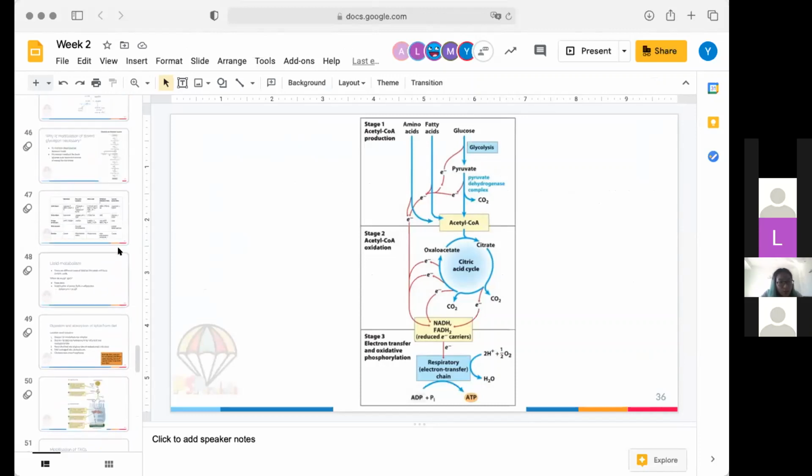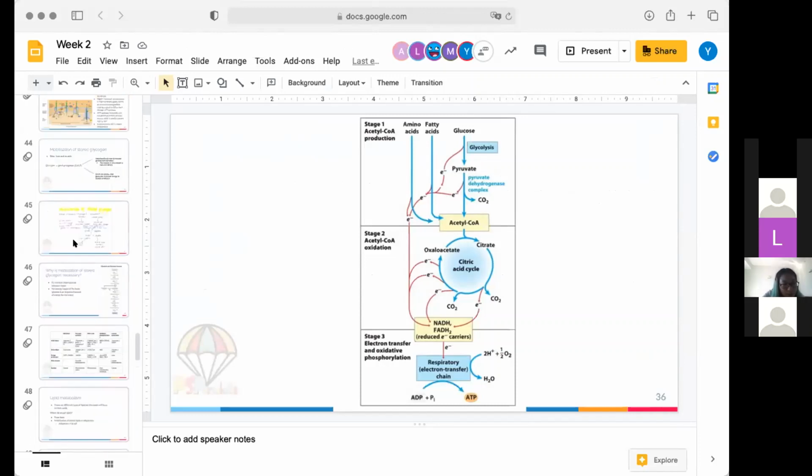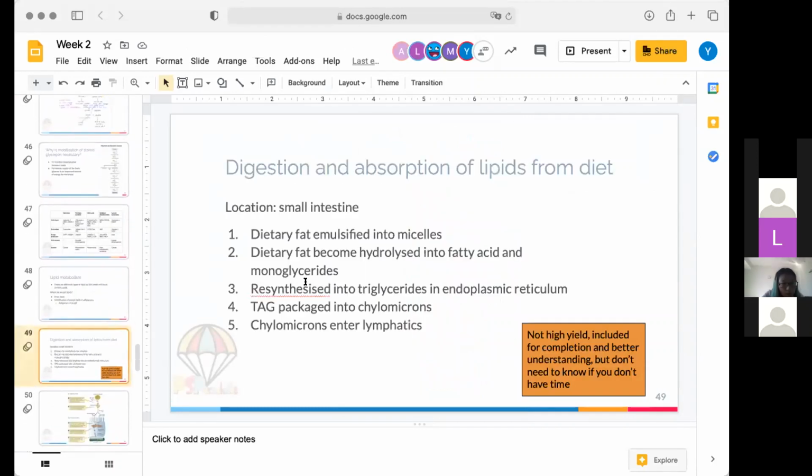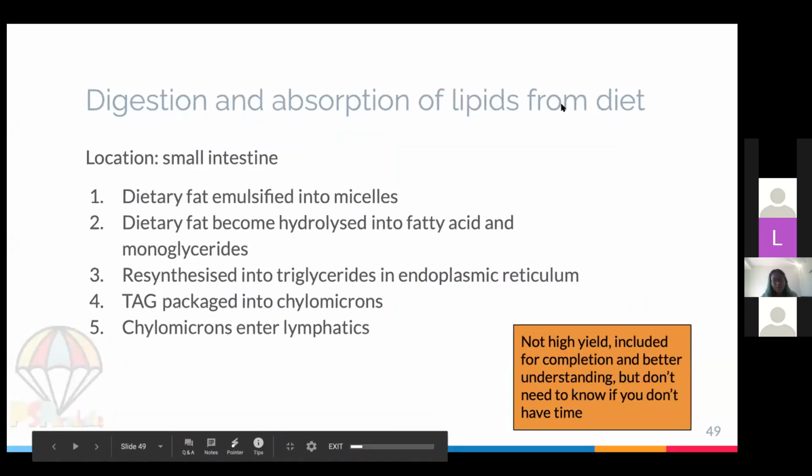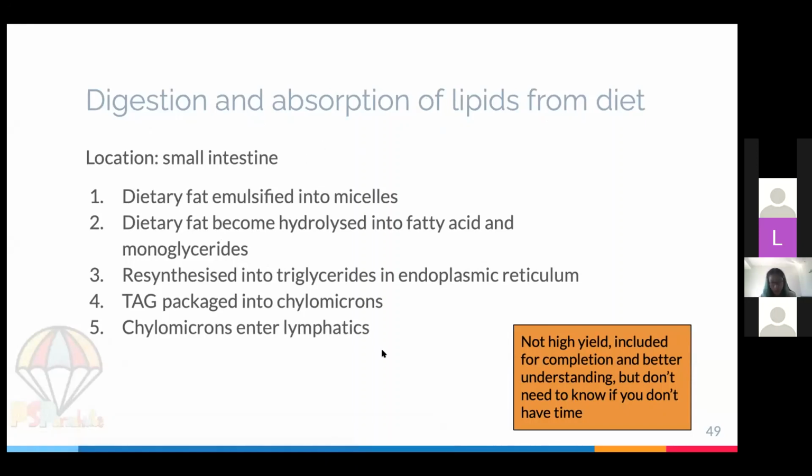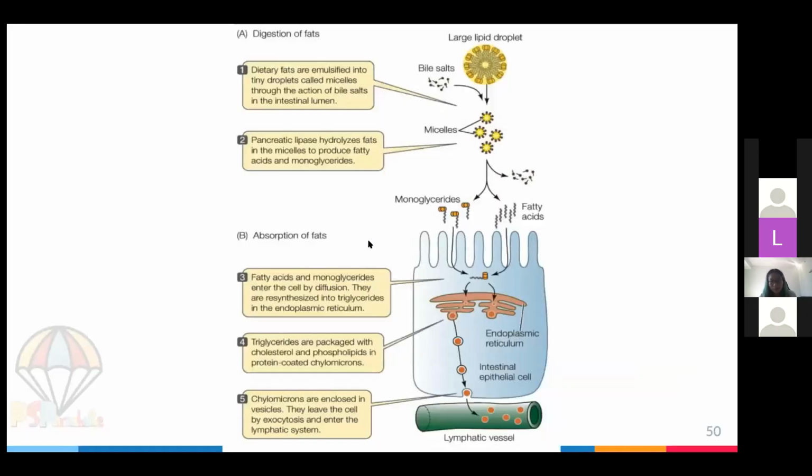I might just touch on a bit about the digestion and absorption of lipid from diet. The digestion and absorption of lipid happens in the small intestine, and this is not very high yield. You pretty much don't need to know it, but this is a pretty good diagram here.